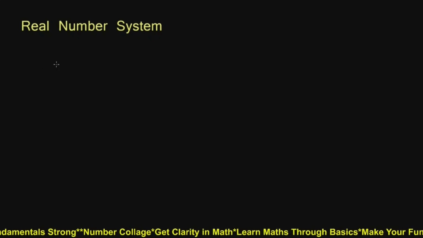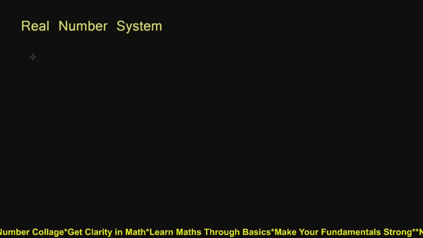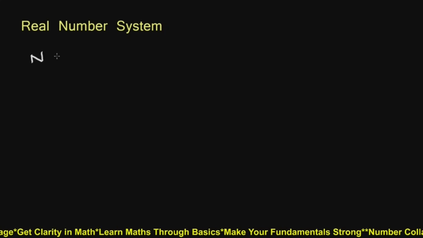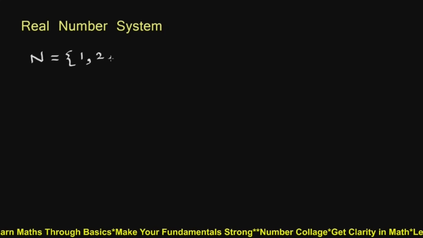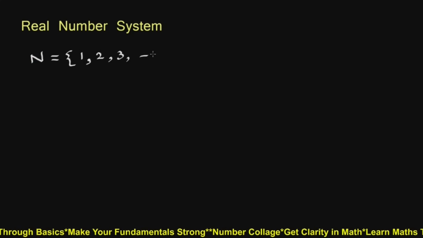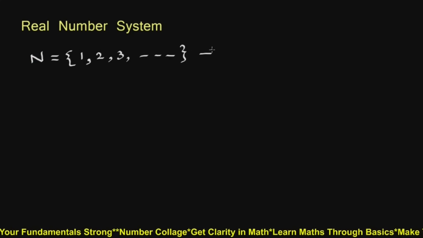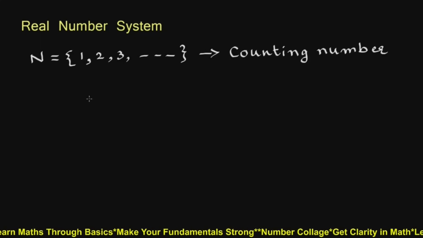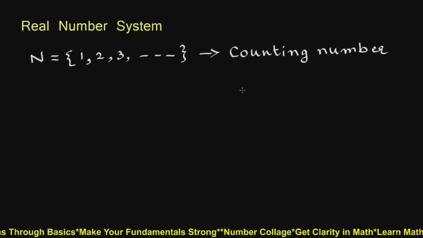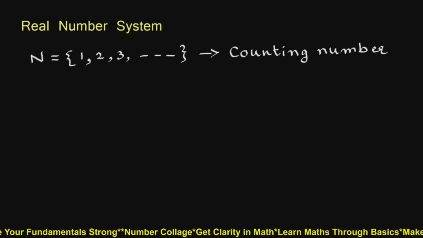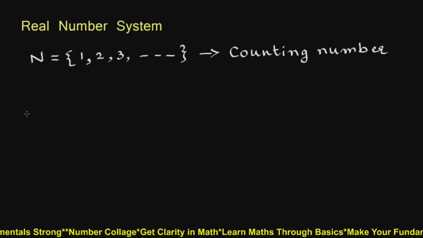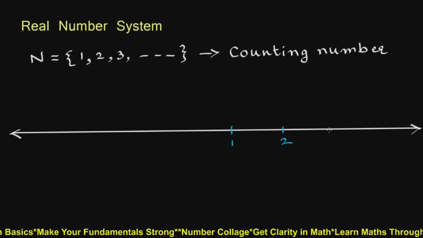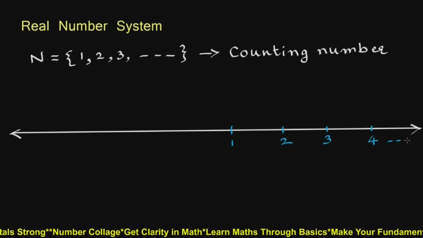In the real number system, the first set of numbers is the set of natural numbers N: 1, 2, 3, and so on and so forth up to infinity, which are also known as counting numbers, as they are used to count objects or things. They can be plotted on a number line: 1, 2, 3, 4 up to infinity.